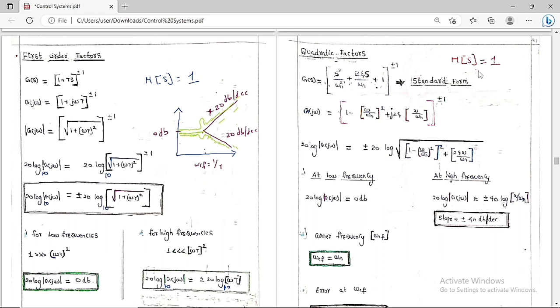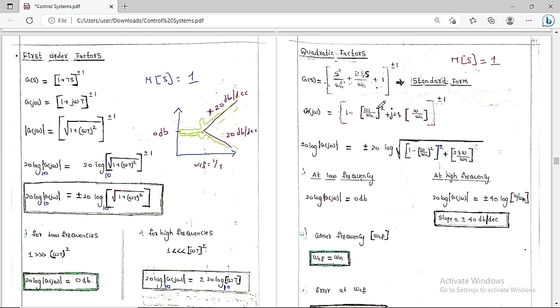So g of s, h of s is equal to s square by omega n square plus 2 zeta s by omega n plus 1, to the power of plus or minus 1. Then what is g of j omega, h of j omega? Wherever s is there, I have replaced s by j omega, and we get 1 minus omega by omega n whole square plus j into 2 zeta omega by omega n, to the power of plus or minus 1.